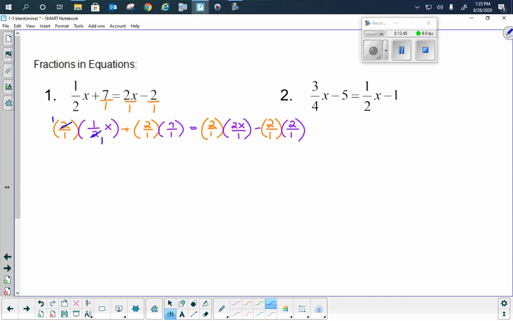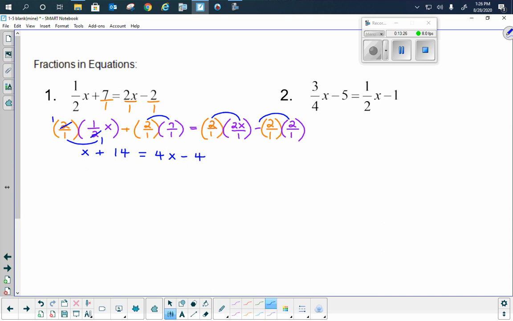So if I multiply straight across, I'm really looking at 1 times x, which gives you x, over 1 times 1. Okay, we're talking about those 2 ones. And that's just 1. Next term, 2 over 1 times 7 over 1 would give you 14 over 1. I don't need to write the over 1. Next, 2 over 1 times 2x over 1 would be 4x over 1. So I'm not going to put the 1. And lastly, negative 2 times 2 is just going to give you negative 4 over 1.